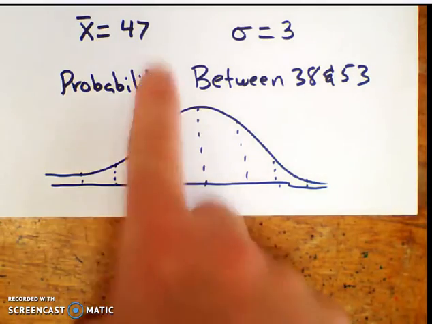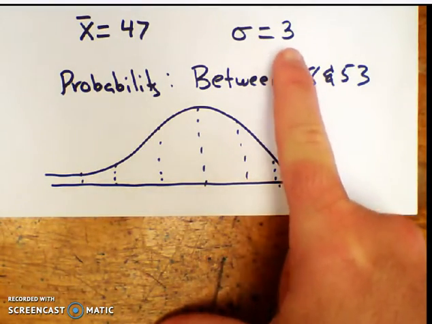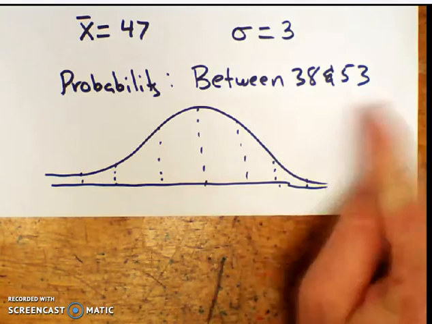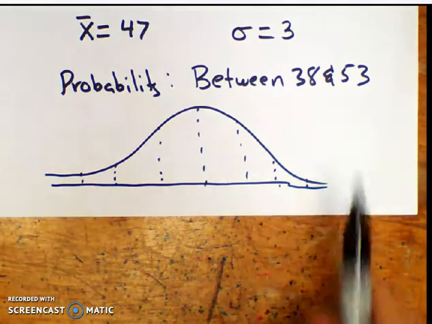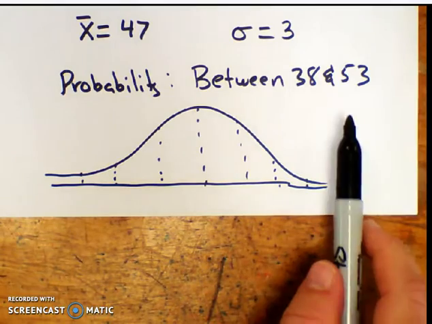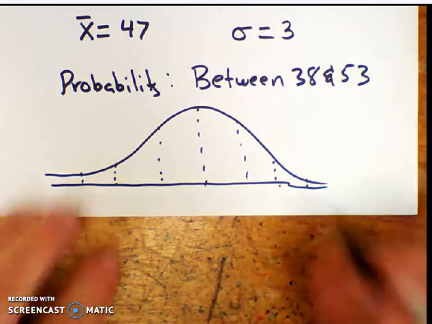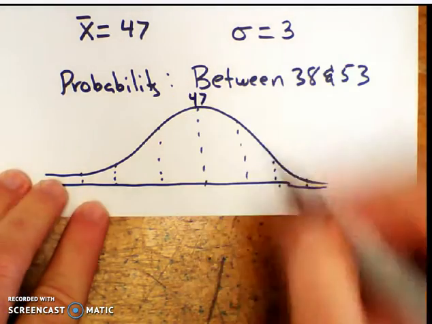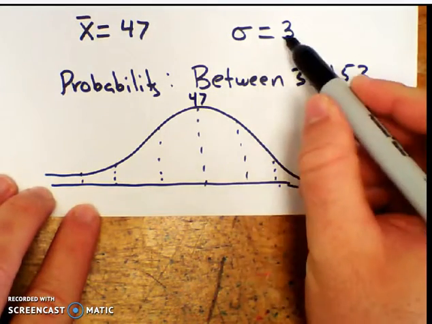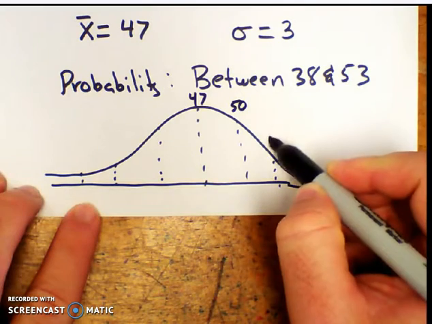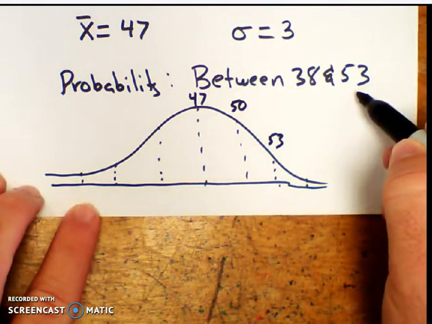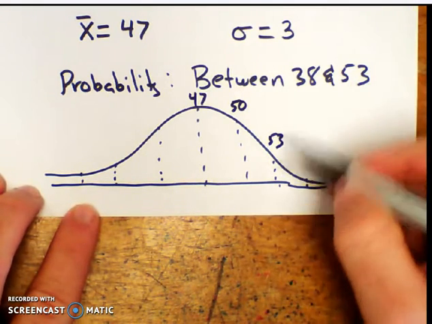All right, I gave you the mean to be 47, the deviation to be 3. I asked for the probability to be between 38 and 53. What I usually do for these is I will check to make sure, do these two numbers fall perfectly on a deviation mark? What that means is if the mean is 47, that's right here. The deviation is 3, so 3 above 47 is 50. 3 above that's 53. There we go, 53 falls perfectly on that deviation.